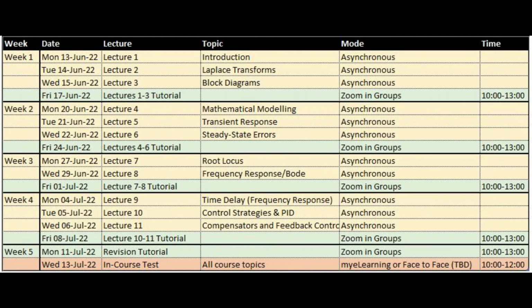Now the associate professionals in the department are going to assist with that as tutors, so they're going to be the ones really helping you in those tutorials on the Fridays. In the last week, we also have a revision tutorial, so that gives a chance to mop up any aspects you're not clear on.